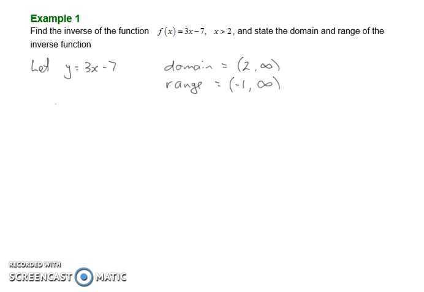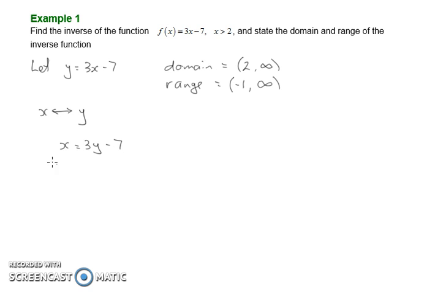Now to find the actual inverse function, as a first step, we interchange our x and y variables. So what that means is we look at our original function, and instead of having it written as y equals 3x minus 7, we write x equals 3y minus 7. So we literally interchange our x and y variables. And to find the inverse, we now rearrange this and make y the subject.